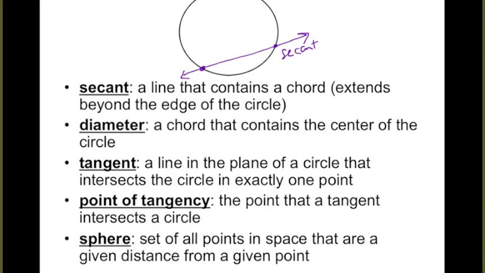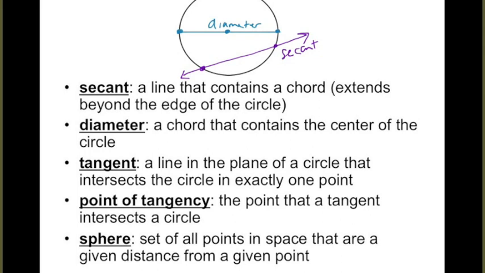A diameter is a chord that contains the center of the circle. So a chord again goes edge to edge, and if it goes through the center also, it becomes something special called the diameter. You could draw diameters around in any direction, but they're all going to be the same length. They all have to go through that center.